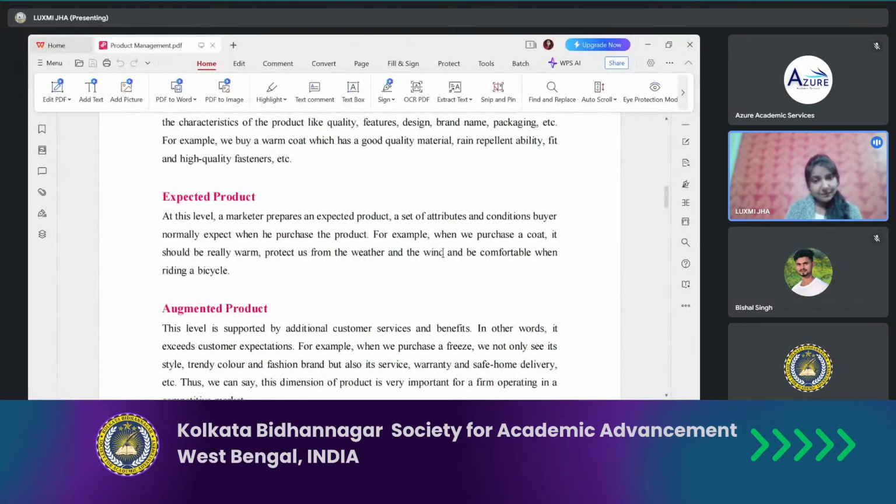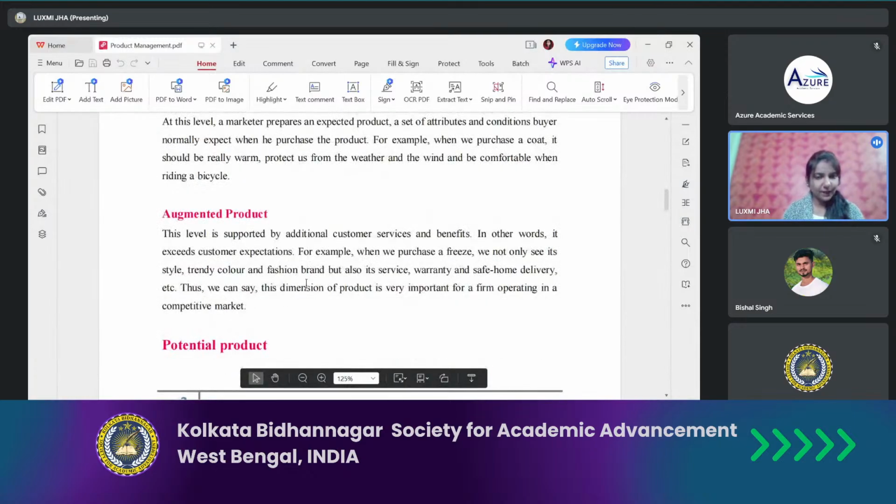So when we are buying something with a certain kind of expectations, that is what we represent as an expected product. So over here, for example, we are setting a set of attributes and conditions the buyer normally expects, and they purchase the product. On and above, if we are putting in something, that's a different case. But the basic core, which we say is something expected. Okay, this is something I'm buying and this is going to serve this purpose. That is what comes under this particular purview. Example, when we purchase a coat, it should be really warm because we are expecting that it will be warm and it will protect me from the cold. So basically, it's coming with the expected one. It protects us from the weather and the wind and is comfortable when riding a bicycle. Simple. This is what is expected.